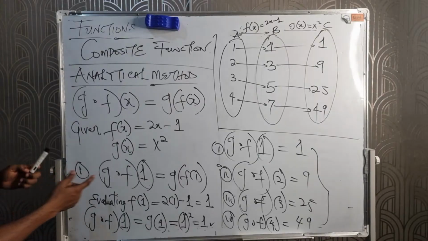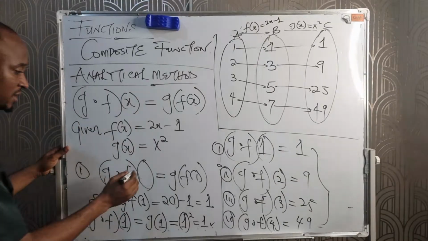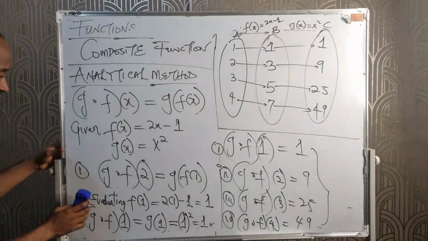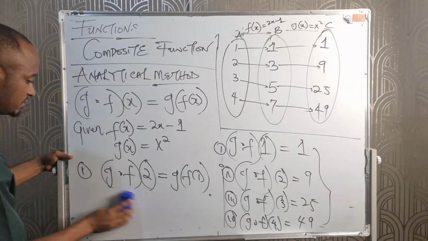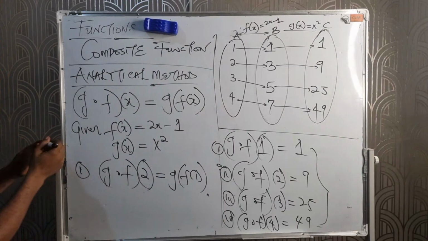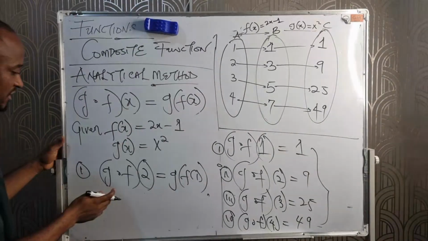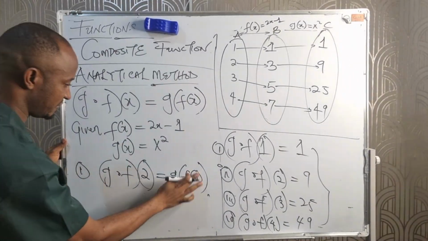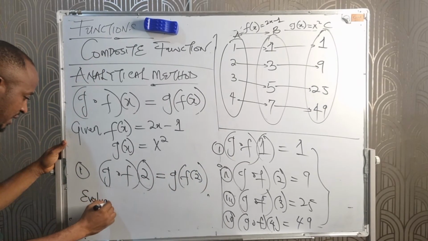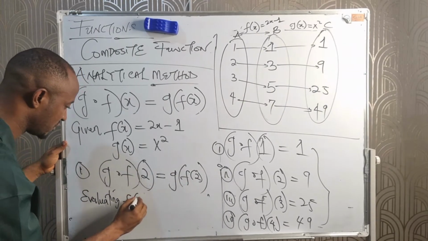Now let's find g of f of 2. Please take note, if you didn't get the first one, try to get the second one. To solve for g of f of 2, don't forget that g of f of x is the same as g of f of x, right? So g of f of 2 equals g of f of 2. What we do first is to evaluate the bracket first, evaluating f of 2.